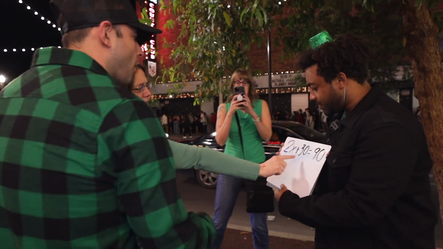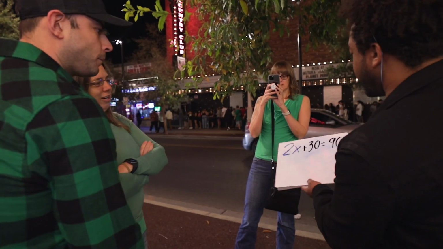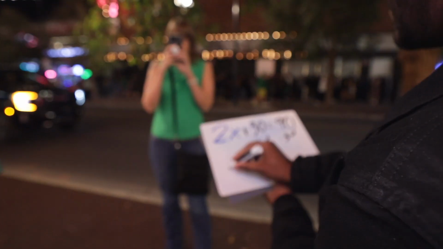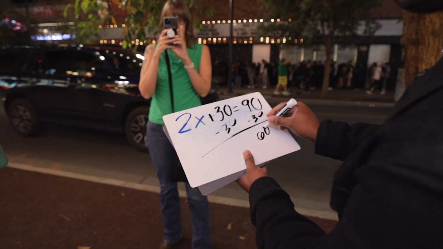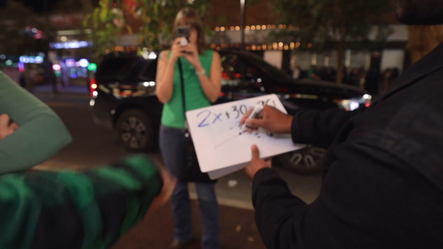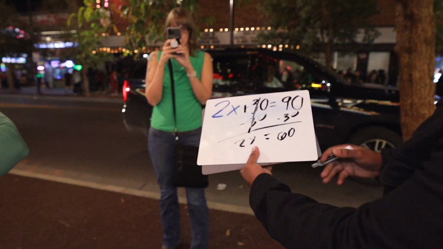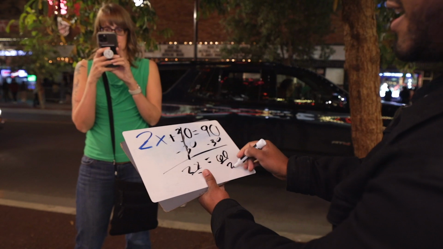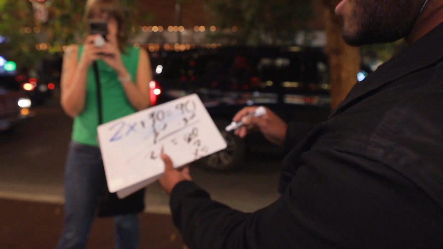Inverse operations. I would start with minusing the 30. So we subtract 30 from both sides. That's 60. That cancels out. 2x equals 60. Then divide by 2, and we get x equals 30.